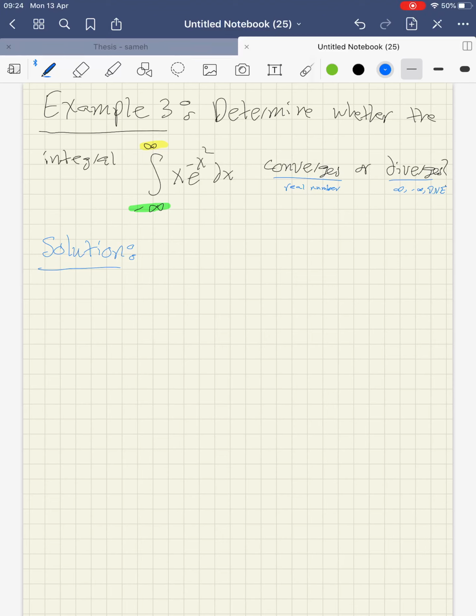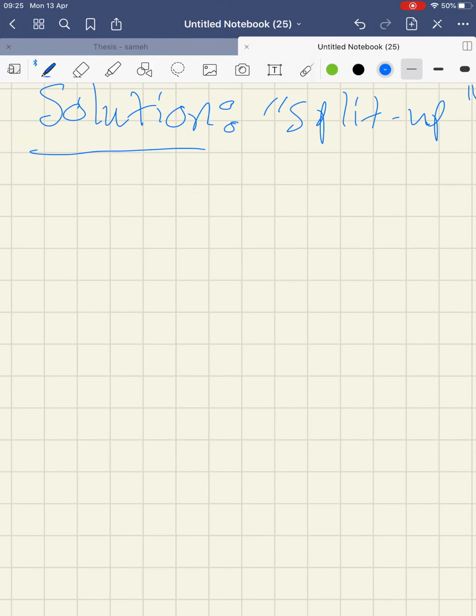So what we will need to do is split up the integral. I just want to see an integral with only one problem. I don't want to see two problems at the same time. Let's see how we split up this integral just to make it easier for us to solve it.